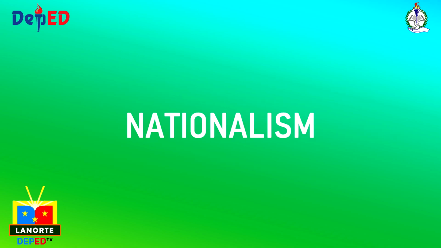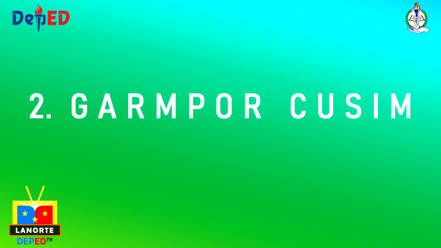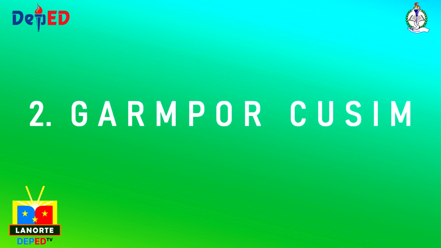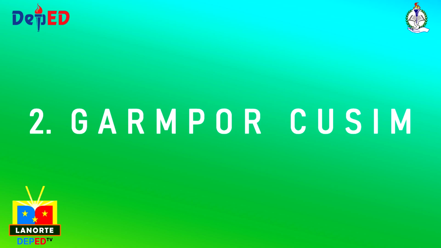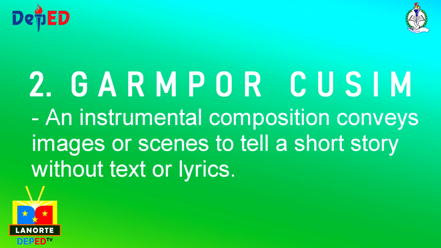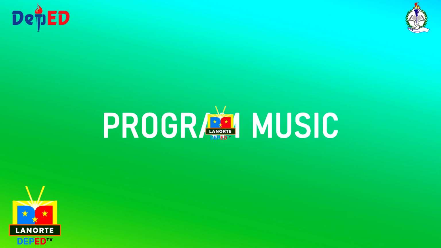Our second word is G, A, R, M, P, O, R, C, U, S, I, M. This word means an instrumental composition that conveys images or scenes to tell a short story without text or lyrics. The correct answer is program music.